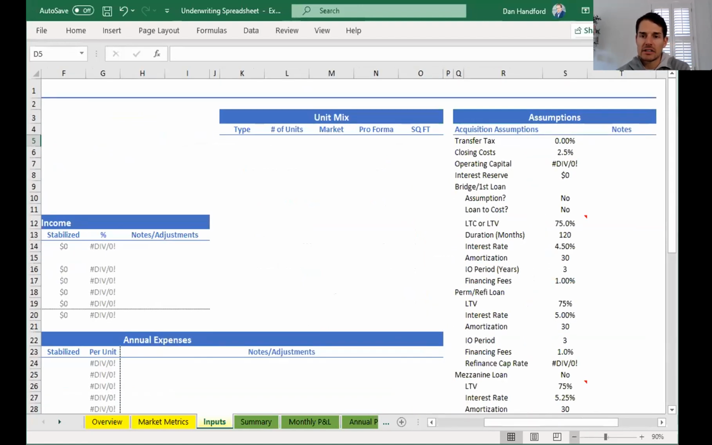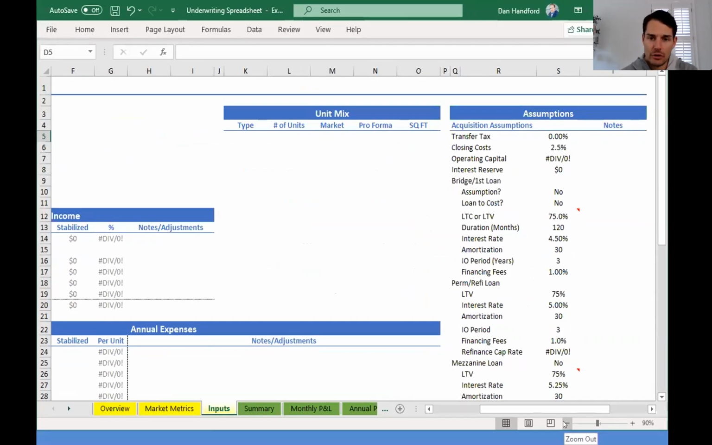So on the right-hand side where we're looking at the assumptions, is there a transfer tax that you're going to pay? What are the typical closing costs? This is your attorney fee, your lender fee, your taxes, government fees, title agent, title insurance, all of that good stuff in your closing costs. And then you've got your operating capital and interest reserve, your debt information in there.